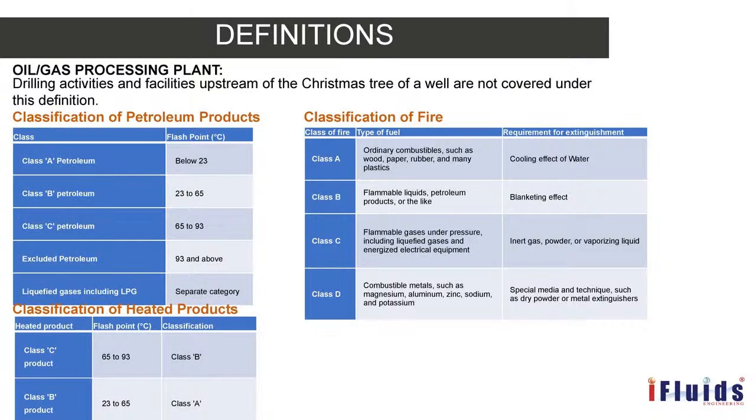And if it is a flammable gas, and if it requires an inert gas, powder or otherwise vaporizing liquid for extinguishing it, those are categorized as class C fires. And if it is combustible metals like magnesium, aluminium, sodium, and potassium, which require a specific media or technique to extinguish it, those kinds of fires are classified as class D fire.